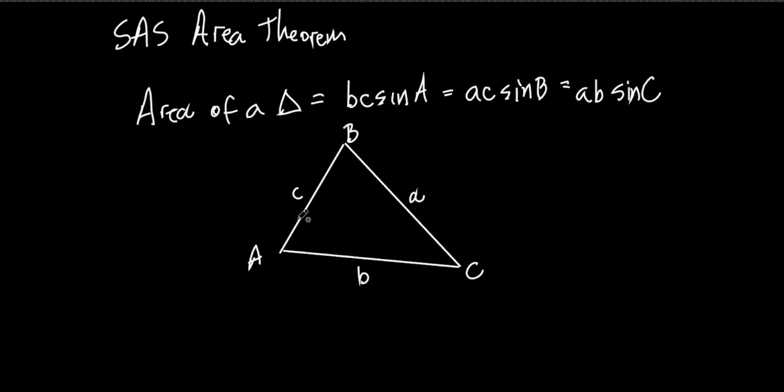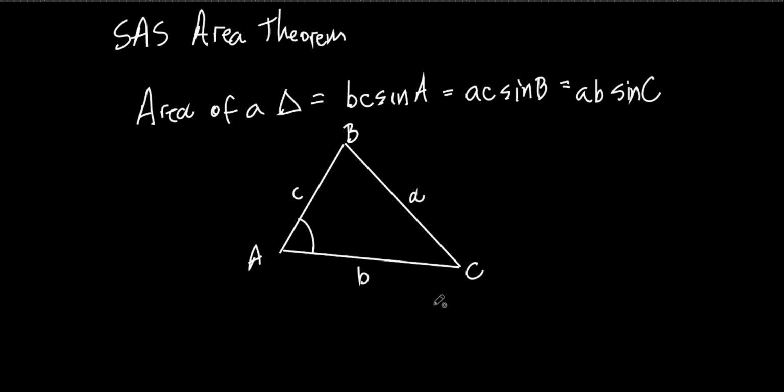If I picked angle A as my angle, if they told me angle A and they told me side C and side B, then I could find the area of this triangle, right? Just by using this formula right here, the side angle side area formula or theorem. Because look, here's angle A. This side is B and C, right? So if they told you what angle A was, and what side B was, and what side C was, you would be able to find the area of this triangle.